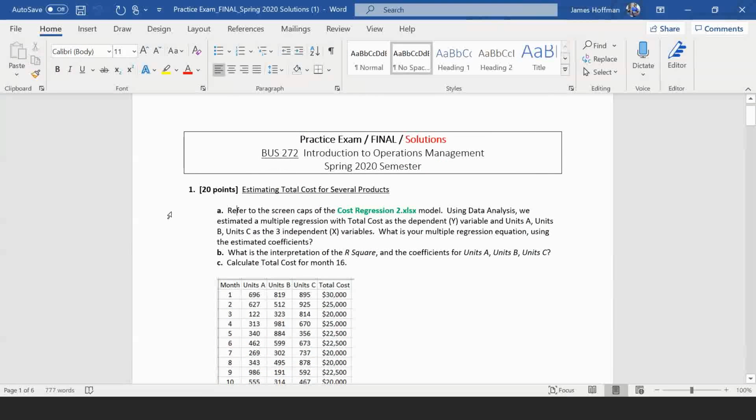Okay, and so part A is look at the screen caps and using the data. What you're just going to do here is write the multiple regression equation out using the coefficients from the data analysis. Okay, so we did a regression similar to in class. So we did total cost as a function of, or having a relationship with, three different types of units A, B, and C. And so we're going to analyze the specific effect of the different units.